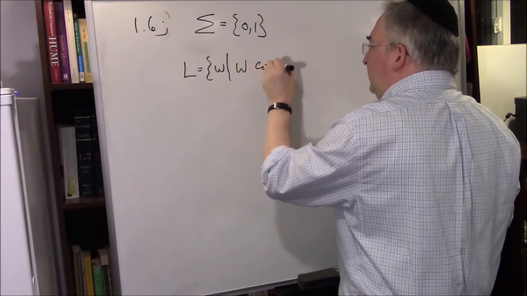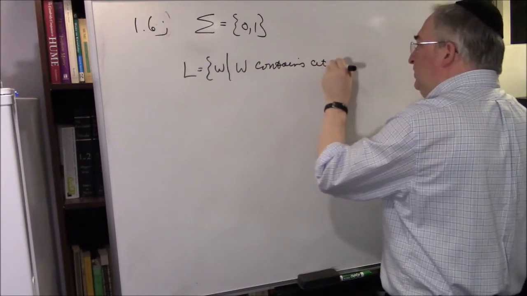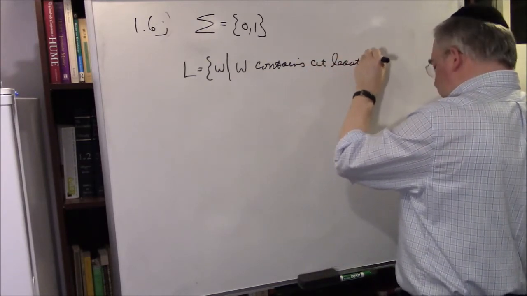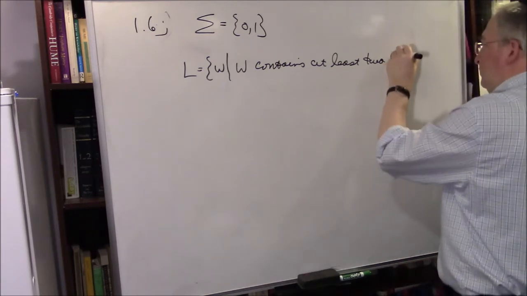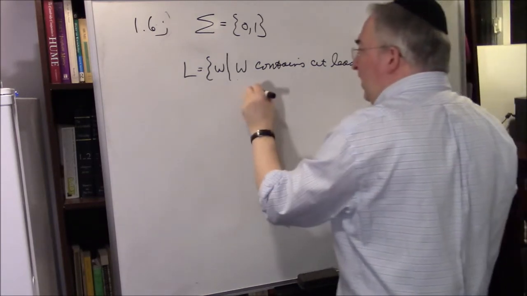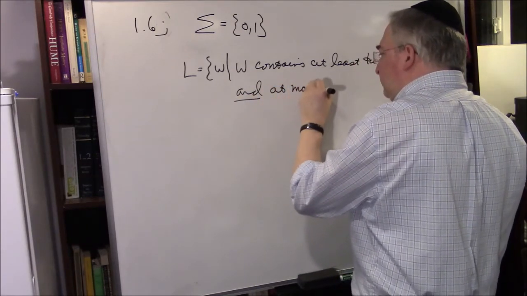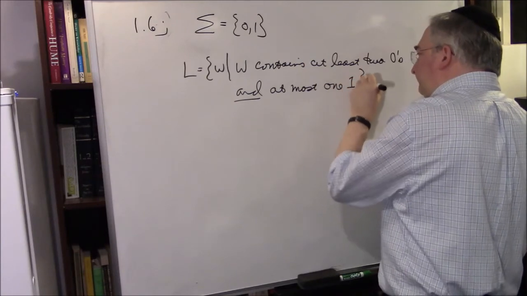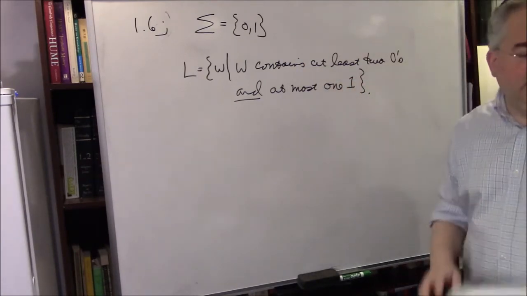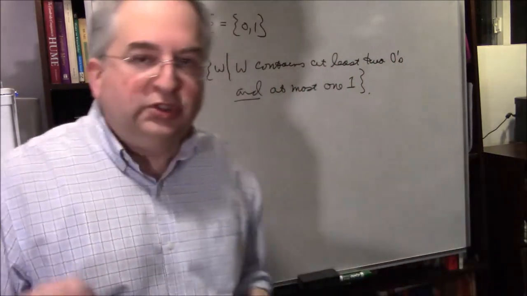W contains at least 2 zeros and at most 1 1. Okay. Again, I strongly urge you to stop the machine and try to do this on your own.